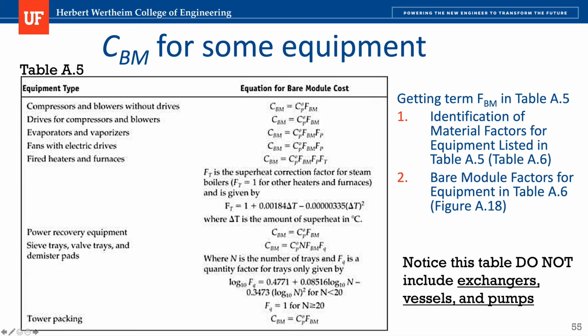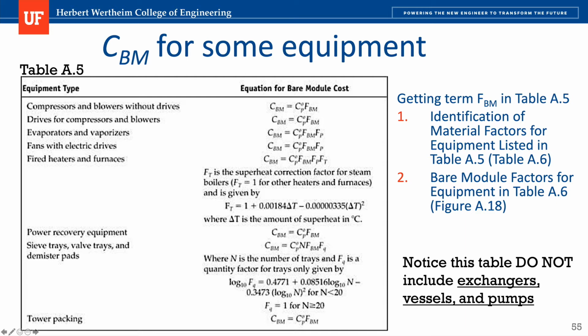Before we identify the bare module cost, we need to know the material of construction, and with that we're going to be able to get the bare module cost for the equipment in this table. Notice that compressors and drivers, and compressors and blowers, have a similar equation. However, the FBM will be different depending on the materials of construction, and also on the value that we get from graph 8.18. The other thing I want you to notice is that these equipment's bare module costs do not depend directly on the pressure.